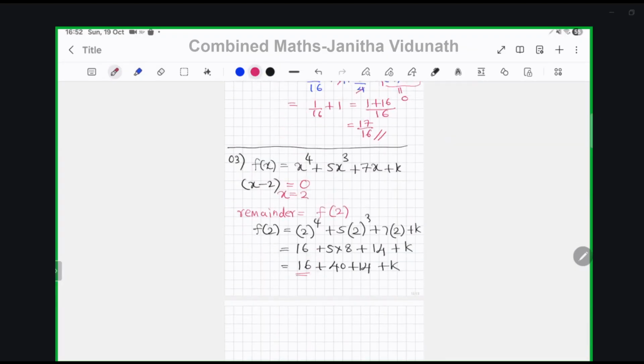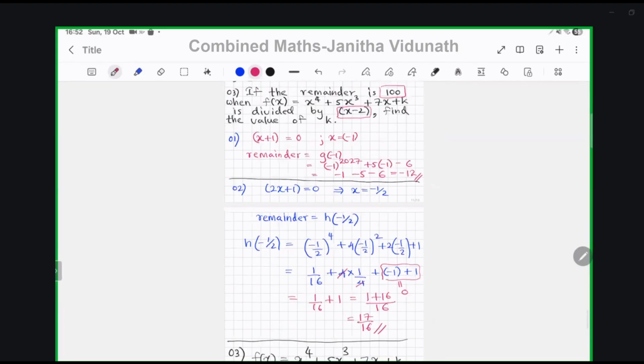From 16 plus 14 means 30. That means f2 is equal to, from those two numbers we get 30. Then we need to add 40. 30 plus 40 means 70. Then we will get 70 plus k as our remainder.